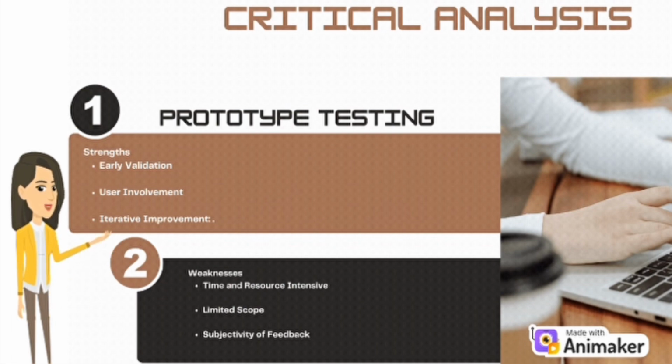Last but not least, subjectivity of feedback. Feedback gathered during prototype testing sessions with educational institutions may have been subjective and influenced by personal preference or institutional requirements. This subjectivity could have led to conflicting opinions on certain design elements or features, making it challenging to reconcile feedback and make informed design decisions.